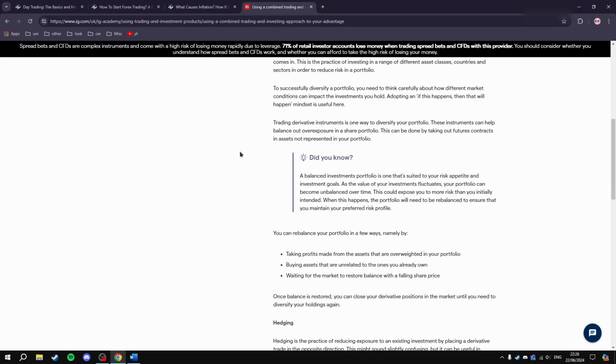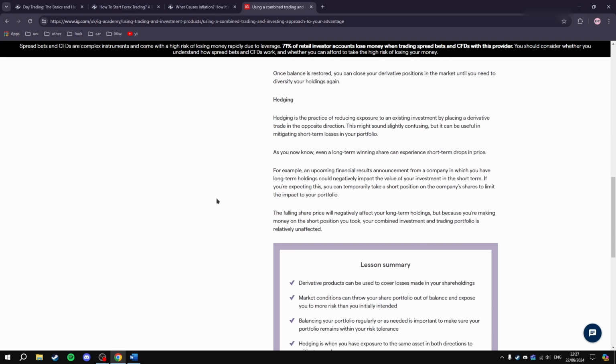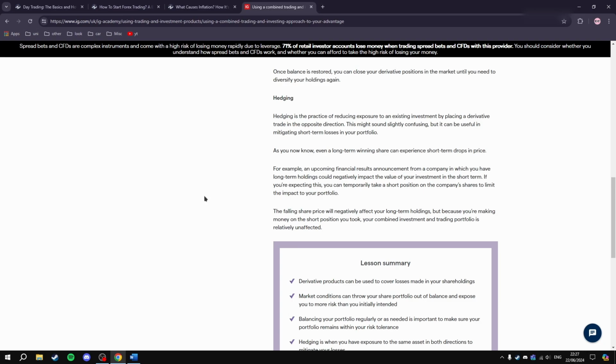So this is where the futures contract comes in, not representing your portfolio, because futures contracts are, no, they're mandatory, aren't they? I thought it'd be an options contract, because options give you the ability, you don't have to take the trade, whereas with futures you have to take the trade, even if it goes against you. So once balance is restored, you can close your derivative positions in the market till you need to diversify your holdings again.